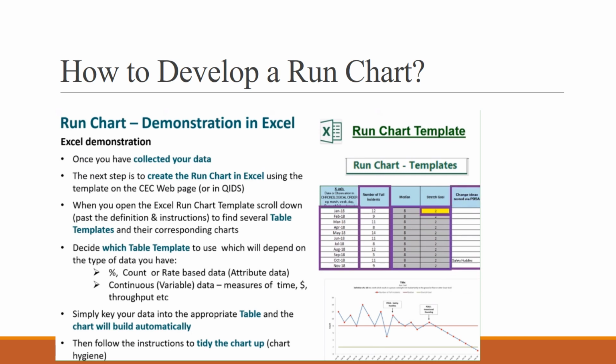Then you can also put in here your change ideas that you tested via PDSA to keep a record of what you did and when. Then with your chart, which will have grown and built automatically, you key into these little annotation boxes the exact information about each PDSA. Then also put in the title and the definition of what you're looking at if you think that is required. And it's as simple as that.